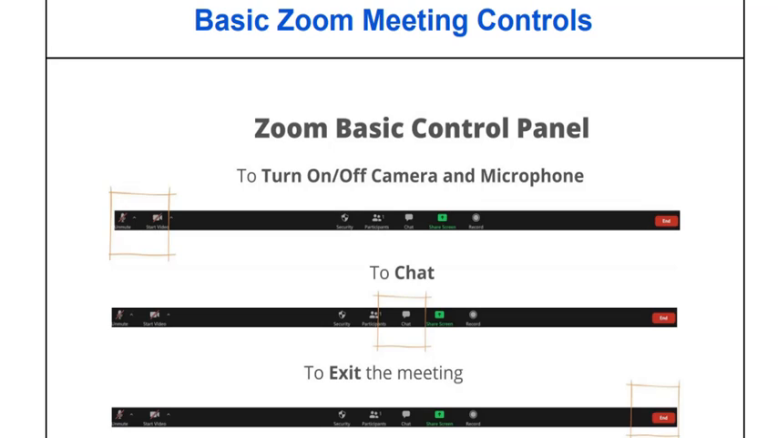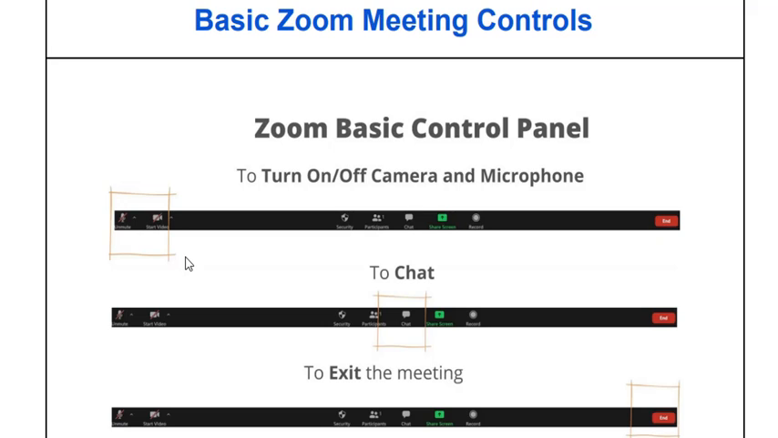Here are some Zoom features that you can use so that you can participate in your Zoom class. Please keep in mind that some of these features will not be available for all devices, including Chromebooks. However, the Zoom Basic Control Panel is available on all devices, and here you can see how to turn on and off your camera and microphone by clicking on those icons.